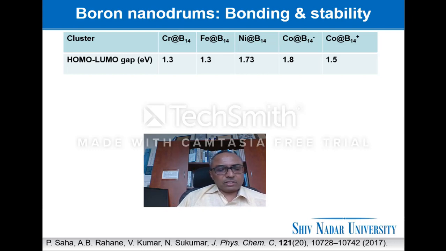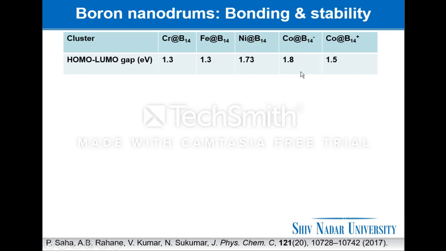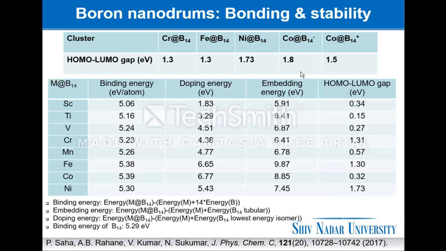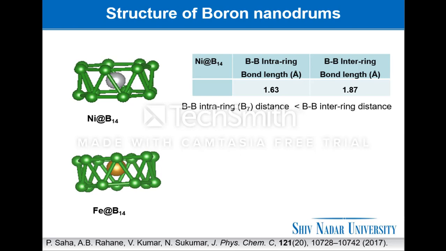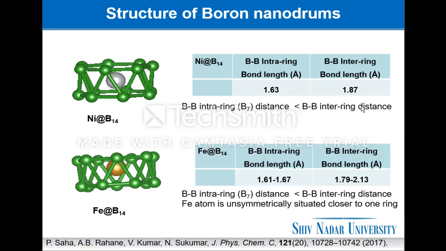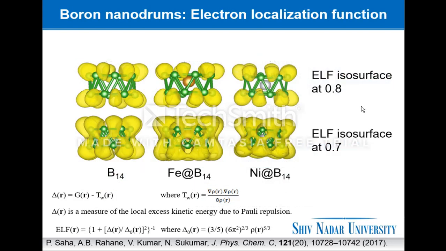The HOMO-LUMO gaps are the highest for endohedral nickel in B14 and the isoelectronic cobalt in B14 anion. The structures of nickel and cobalt encapsulated boron nanodrums are symmetric with the boron-boron intra-ring distance less than the boron-boron inter-ring distance. In the case of iron in B14, the iron atom is unsymmetrically situated closer to one B7 ring.